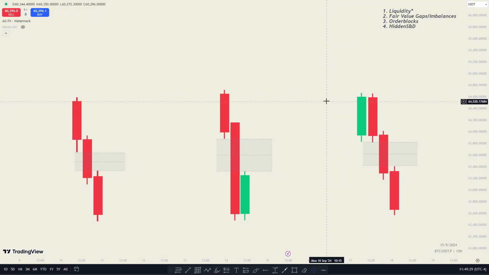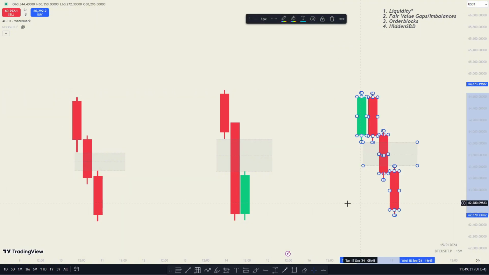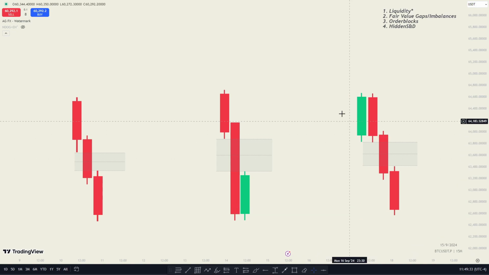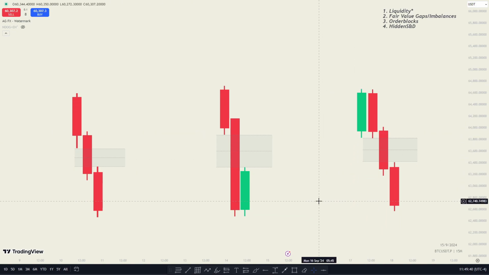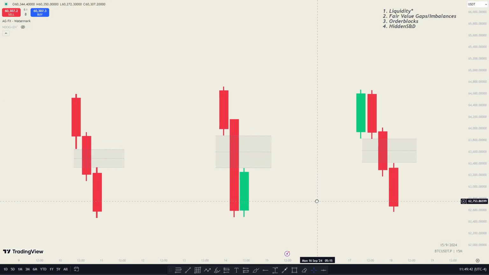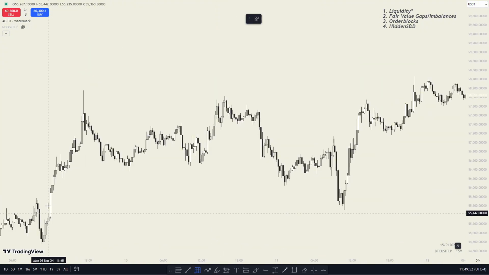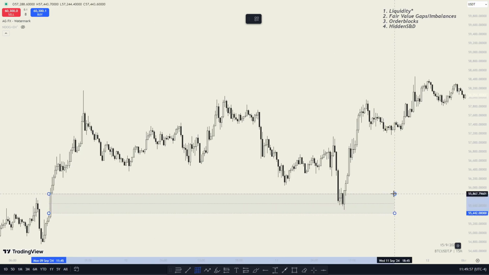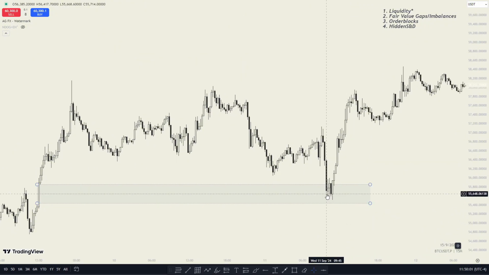Also, I forgot if I mentioned, but when I was showing bullish examples, I drew the last example incorrectly. So now let's move on and see actual live examples. We are on the 15-minute chart on Bitcoin, and as you can see, here 50% or consequent encroachment of that bullish fair value gap got respected.